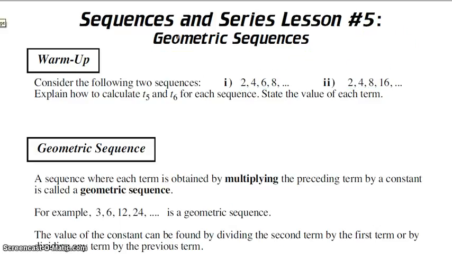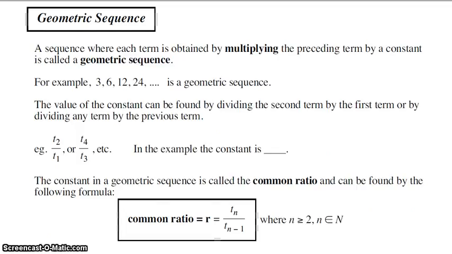Just keep in mind, whenever you have a question, ask yourself, is it arithmetic or geometric? If it's given in the question, then you know. If it's not, you just need to figure that out. All right, geometric sequence, you multiply by a constant.